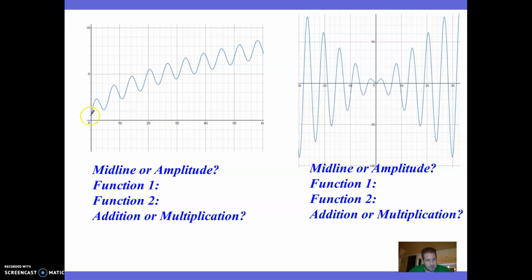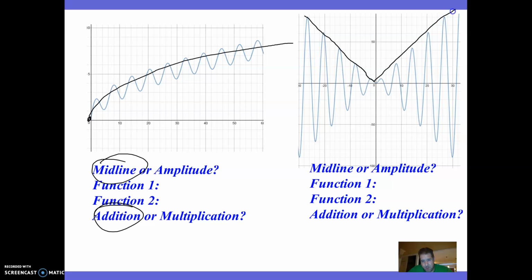A couple more examples. So this looks like square root. Its midline is changing, which means it's addition, and this is trigonometric and square root. Now this one is another tricky one. If you follow the amplitudes, the amplitude is changing, which means it's multiplication. That's always going to be the case. Keep in mind, if the midline changes, it's always addition. If the amplitude changes, it's always multiplication.